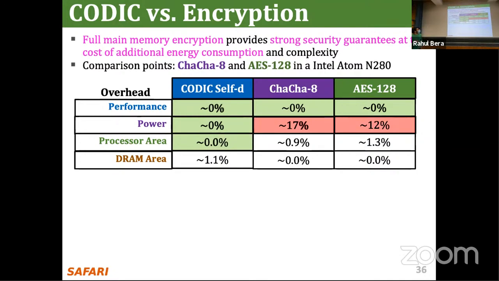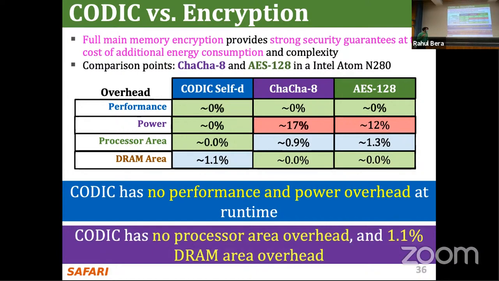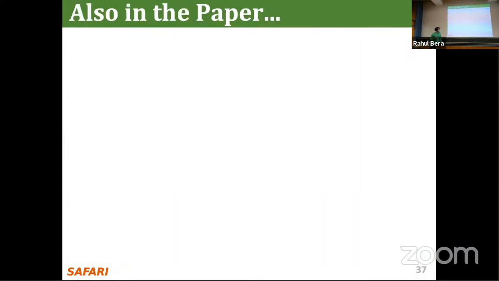Regarding the overhead on the processor side, we don't have any overhead because we don't need changes in the memory controller. This encryption mechanism needs some logic in the memory controller to encrypt and decrypt data, right? And on the DRAM side, the encryption mechanism does not need any logic in DRAM, but we need some logic in DRAM for implementing these programmable delays in the signals, right? So we conclude that CODIC has no performance and power overhead at runtime, and CODIC has no processor area overhead and 1.1% DRAM area overhead.